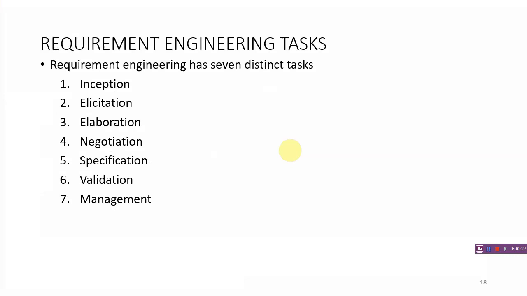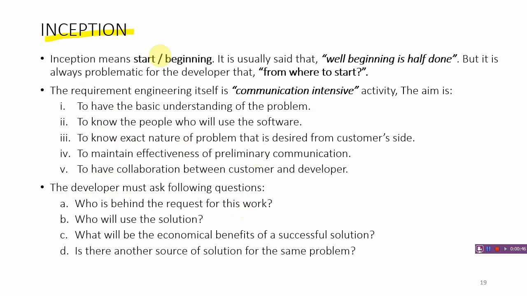Till now, we have seen what is requirement and requirement engineering, and understanding the requirements through a library management case study, and then the why, what, and who dimensions of requirements engineering. Now we will be looking at various requirement engineering tasks. The first is inception, the second is elicitation, and then elaboration, negotiation, specification, validation, and requirement management. Let us talk about inception.